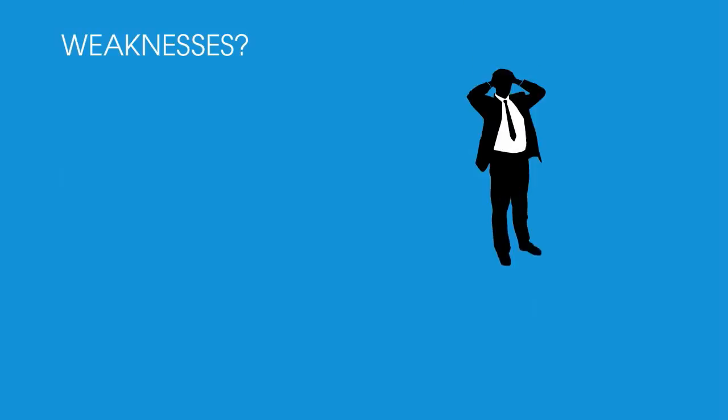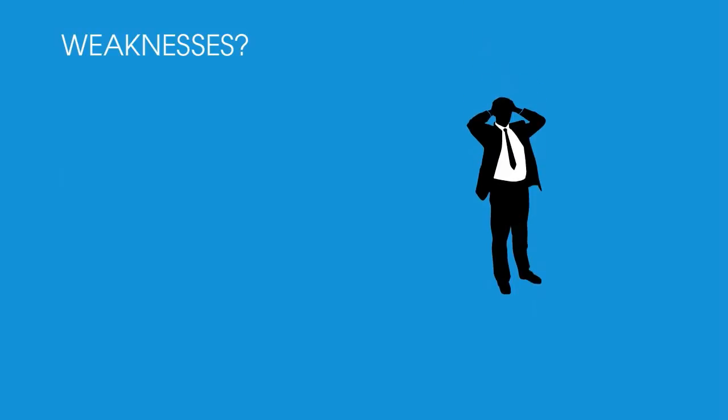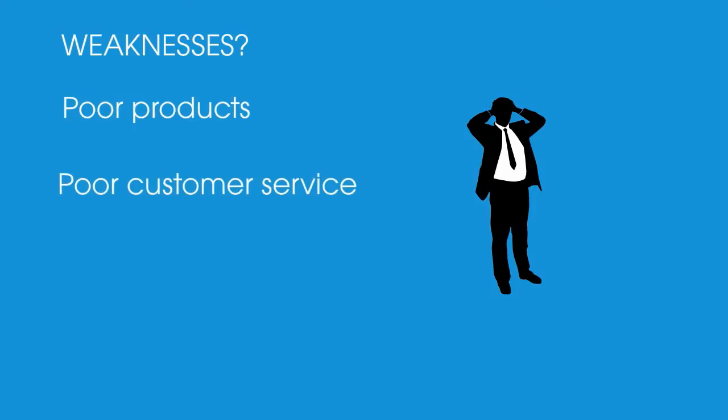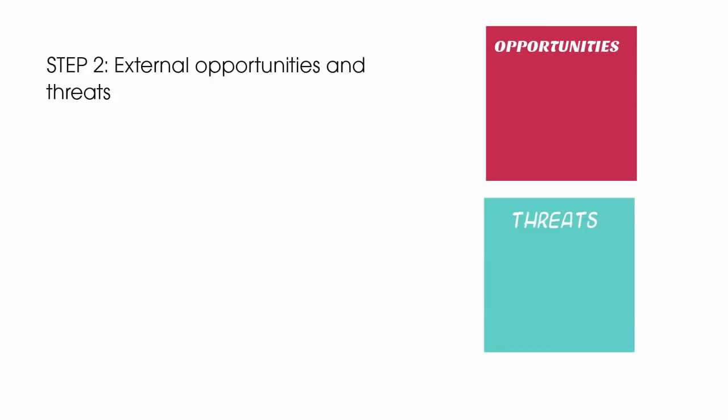Weaknesses, on the other hand, are factors that are likely to have a negative effect on business performance, such as poor quality products or poor customer service. Remember, strengths and weaknesses are about internal factors. Step two in a SWOT analysis is to identify opportunities and threats.